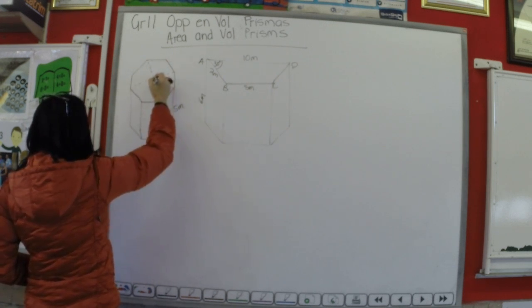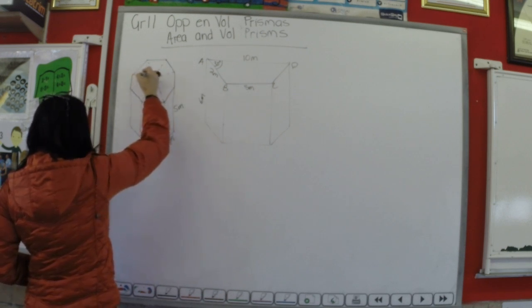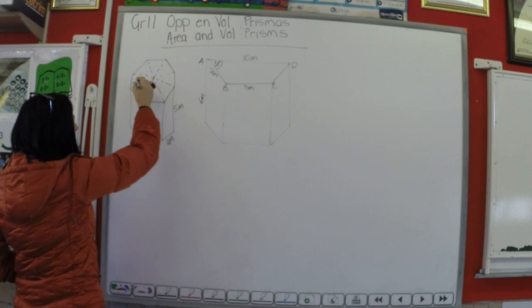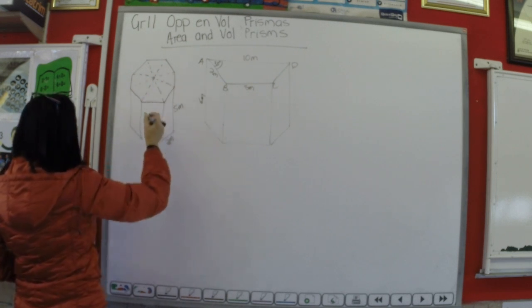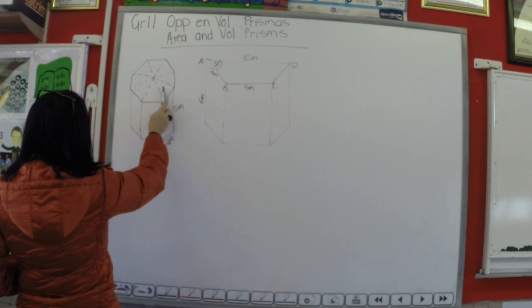6 equal triangles, exactly the same size. 1, 2, 3, 4, 5, 6. Just check it out.